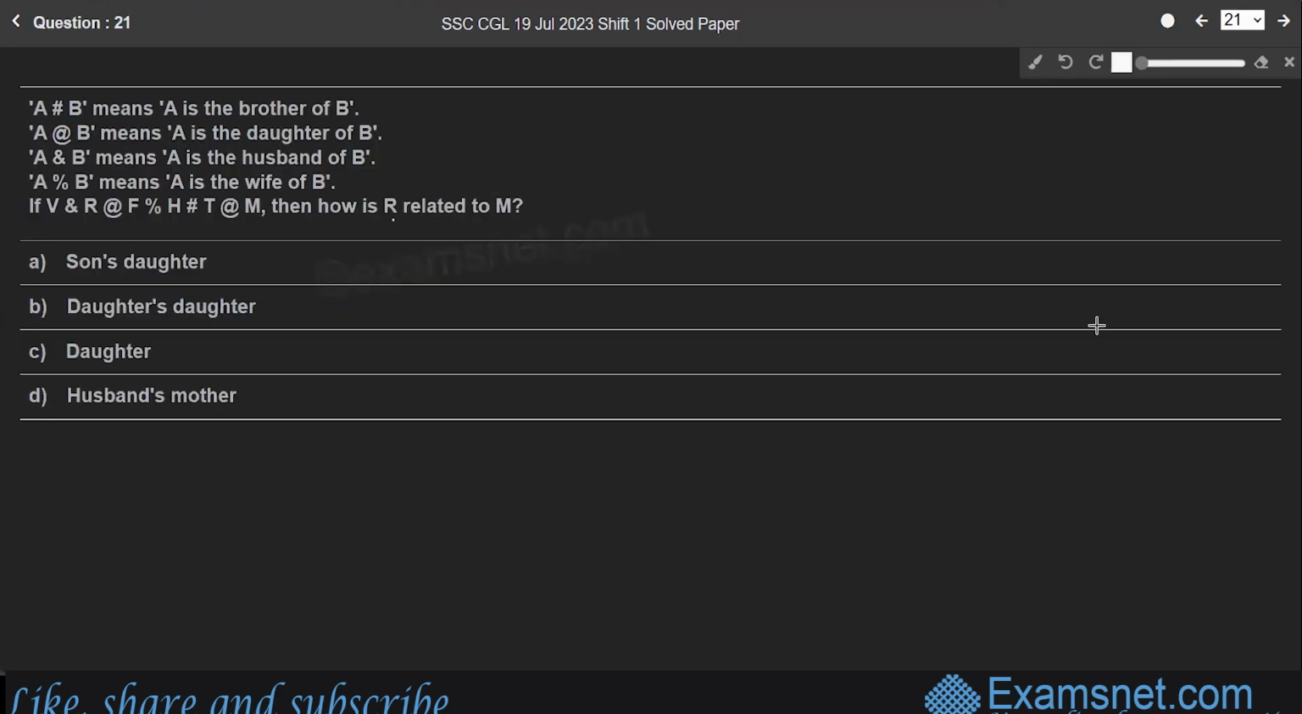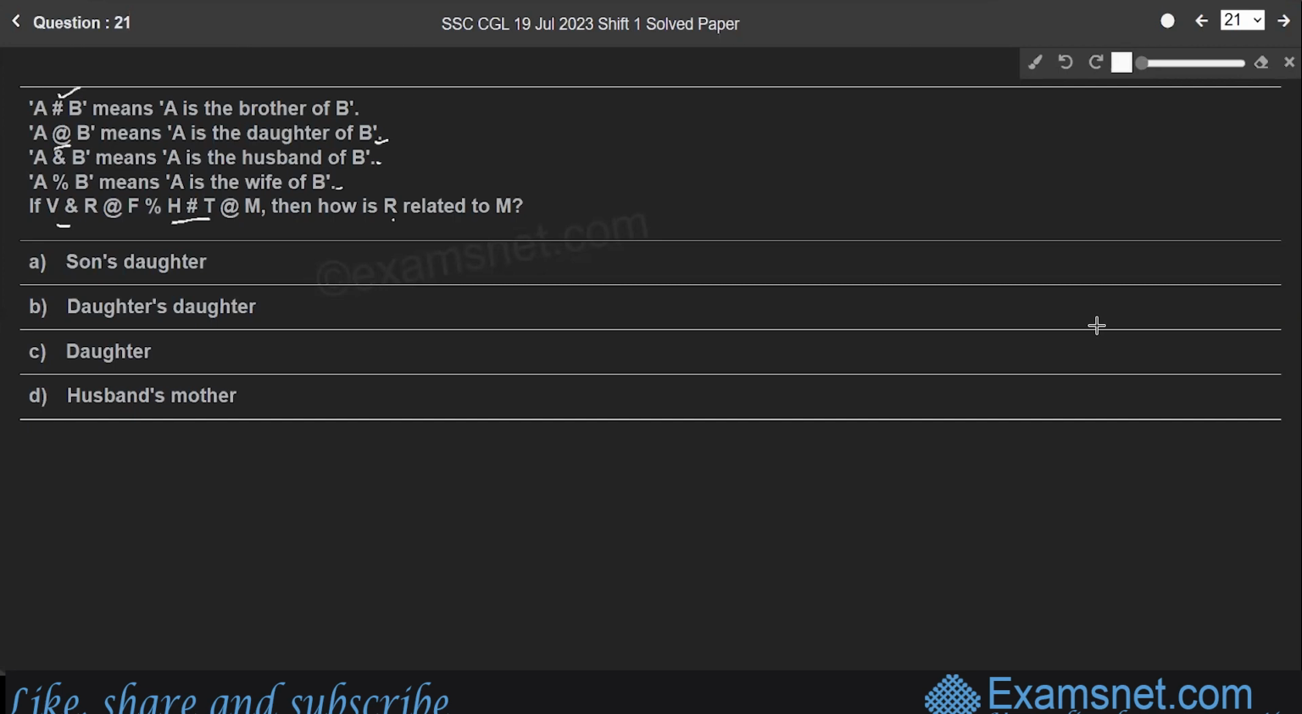Question 21. A hash B means A is the brother of B. A at the rate of B means A is the daughter of B. A and B means A is the husband of B. And A percentage B means A is the wife of B. If V and R at the rate of F, percentage H hash T at the rate of M, then how is R related to M?